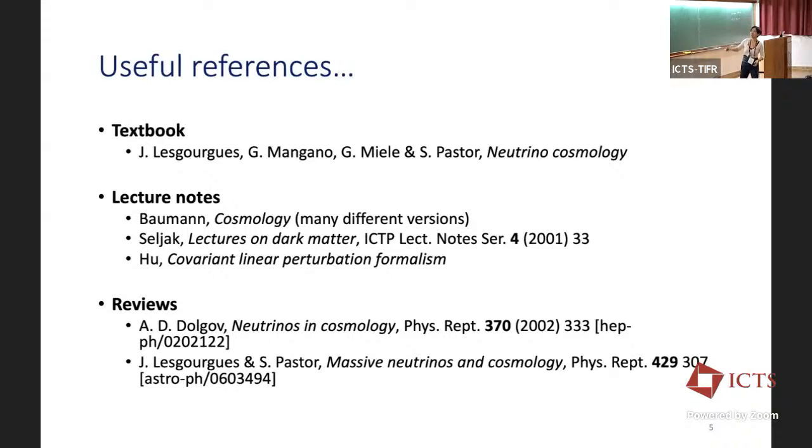Okay. So there are some useful references that you can find. These days, there's even a textbook called Neutrino Cosmology by Lesgourgues, Mangano, Miele, and Pastor. It was published in 2012, I believe. So you can find it in the library, perhaps. There might even be a pirate PDF that I'm not supposed to share.